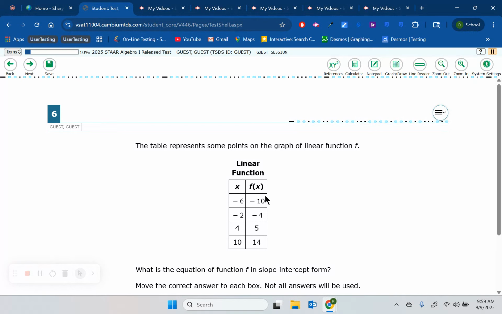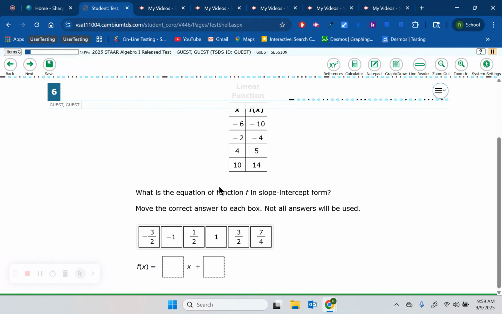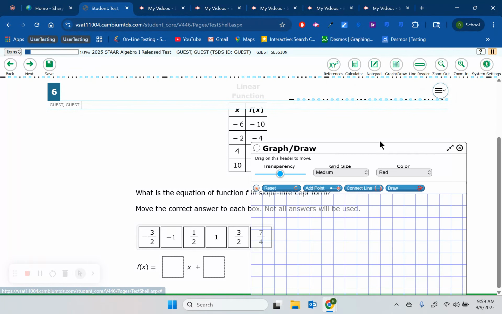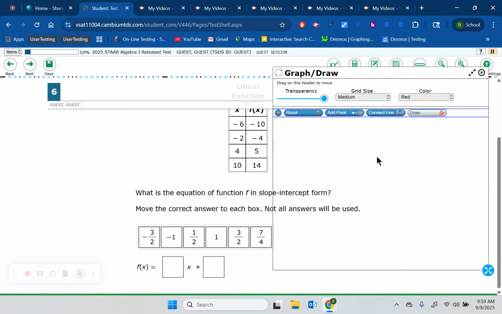Hey man, if I give you coordinates and I give you a linear function, we might use that regression button. All right. So I said, what is the equation of the line in slope intercept form? We got point slope, slope intercept, and standard. So we have to know what slope intercept form is first. What the heck is slope intercept form? And hopefully you know what that one is.